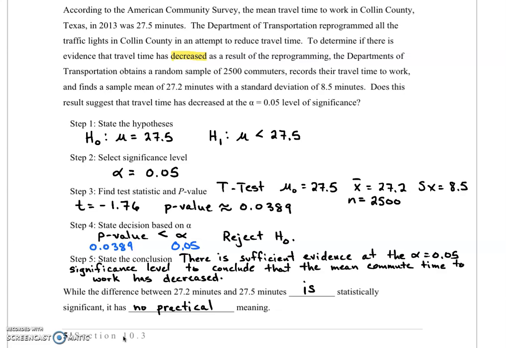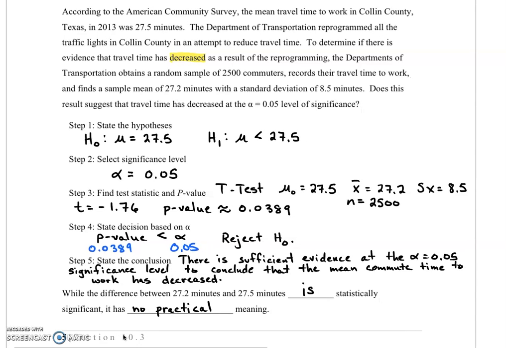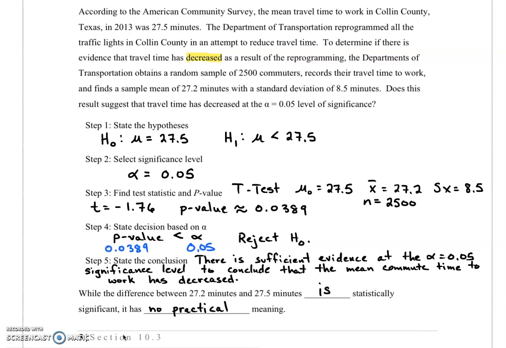So that's why there's statistical significance and practical significance that may or may not be the same thing. Well, that concludes our discussion of hypothesis testing about a mean. So in the next videos, we will start talking about linear correlation.